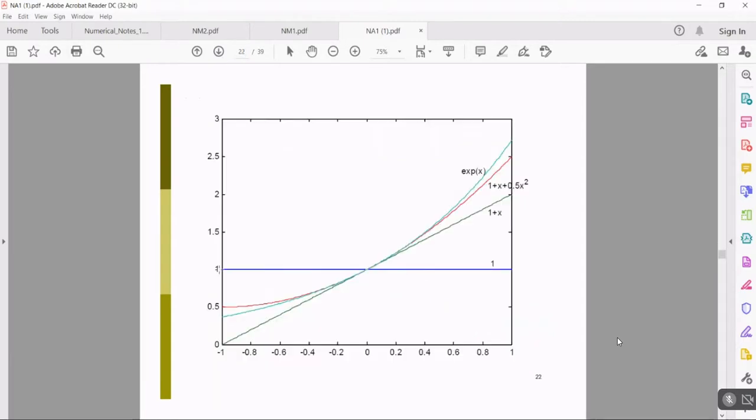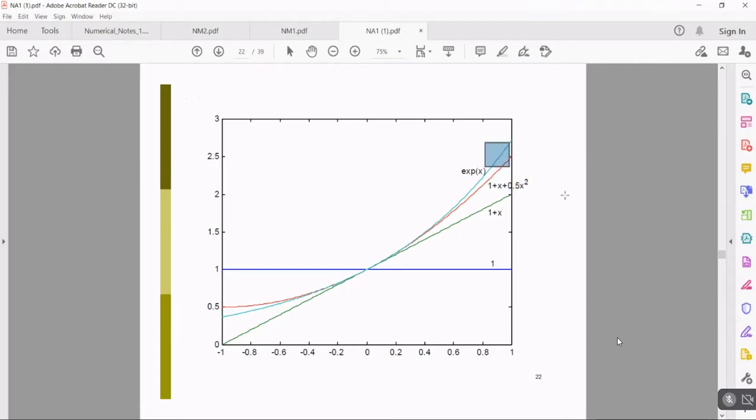Here you can see, if I approximate e raised to power x by 1, the first term, then I will get this straight line. But if I use the first two terms, 1 plus x, then I will get this green curve. And if I use three terms, like 1 plus x plus x square by 2, to approximate e raised to power x, I will get this red curve. And if I plot e raised to power x itself, then I will get this curve.